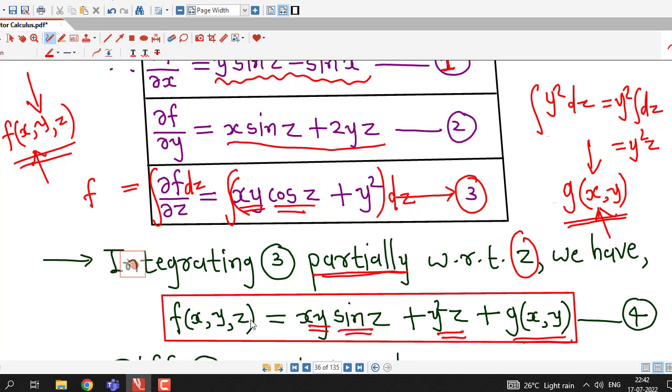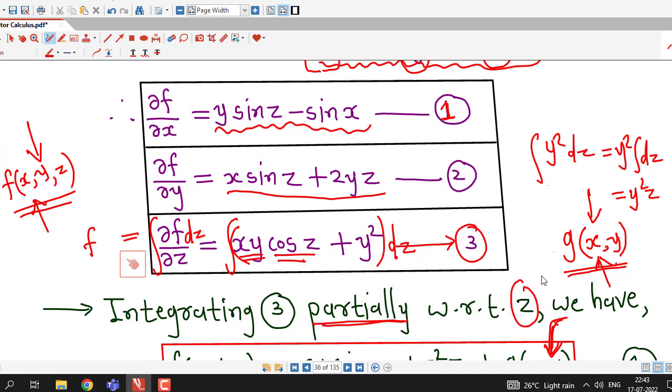So now we have our scalar function f of x, y, z, but we don't know what this function of x and y is, so we have to decide that. This is not complete information about our scalar potential small f. We have to decide what this function of x and y is. For that we can use any of the remaining two equations.